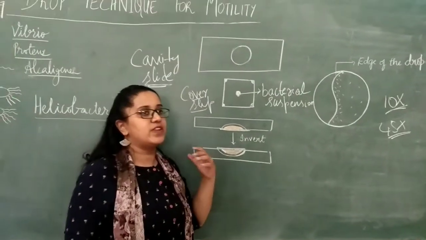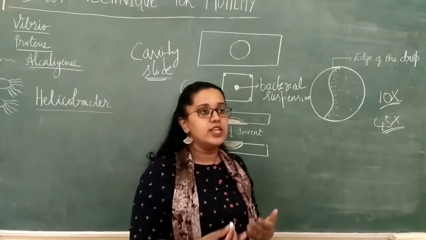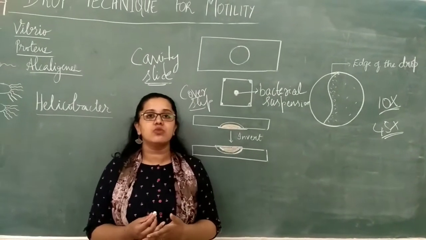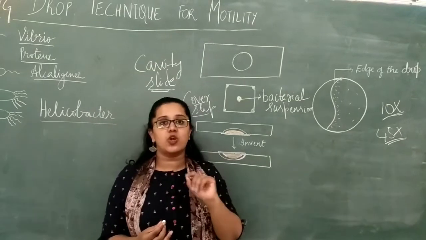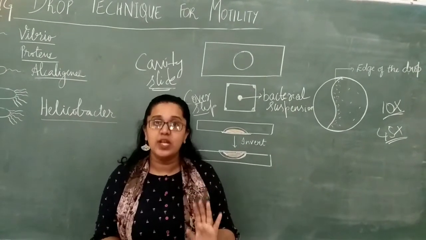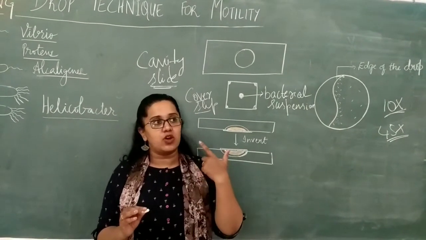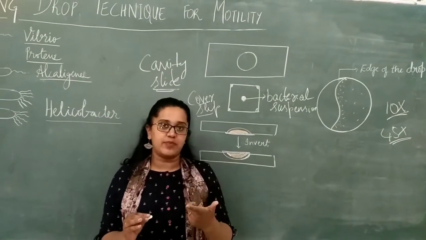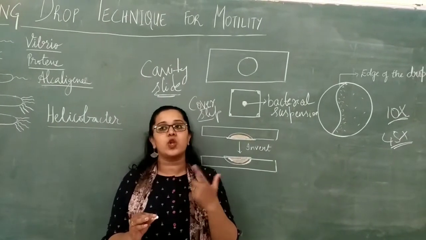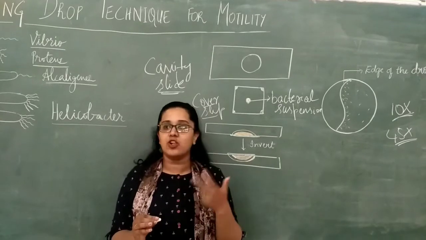So when we are performing this experiment, there are certain precautions which have to be taken. The first precaution is to use a loop which is not very hot. Remember, if you use a very hot inoculation loop, then it might kill the bacteria, or it can cause damage to the flagella, and because of that the organism might not be able to move, and we might get false results.